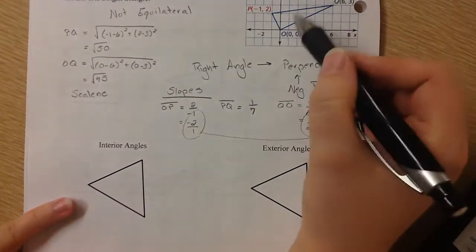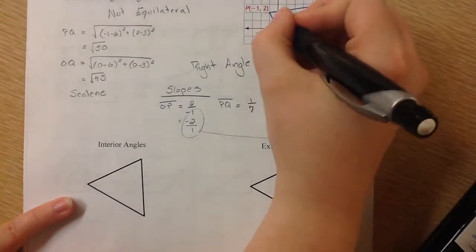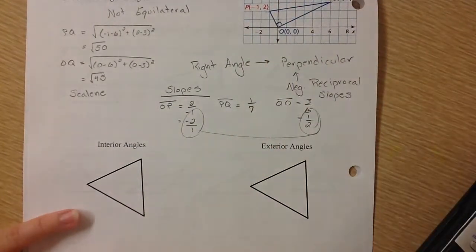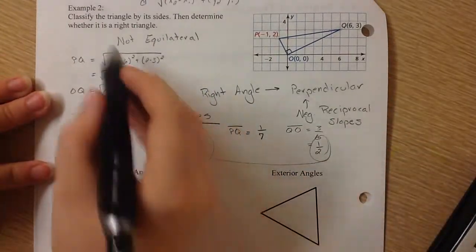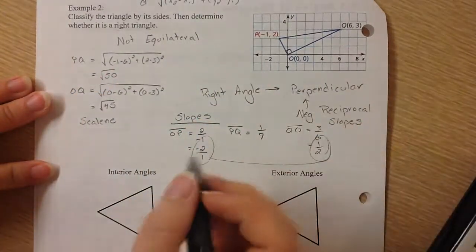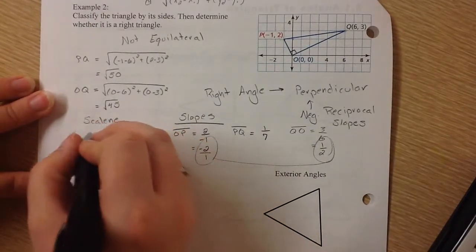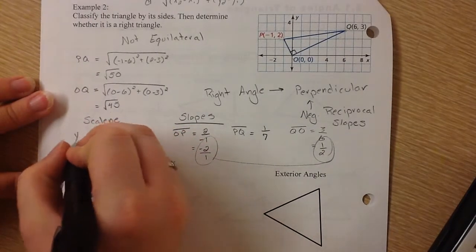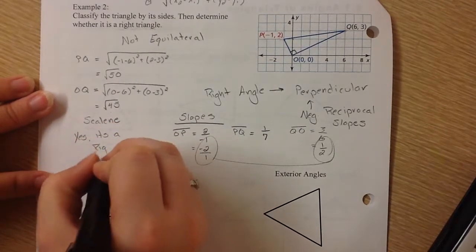So that tells me that the segments from O to P and from O to Q are perpendicular, which means there's a right angle. So then determine whether it is a right triangle. Yes, it is a right triangle because it has a right angle in it. So it's scalene, and yes, it's a right triangle.